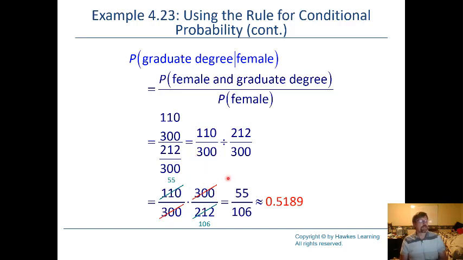You can see they've rewritten this with different notation, then inverted and multiplied, canceled the 300s, simplified a little bit, divided both of those by 2, and came up with 0.51, okay, roughly 52%.